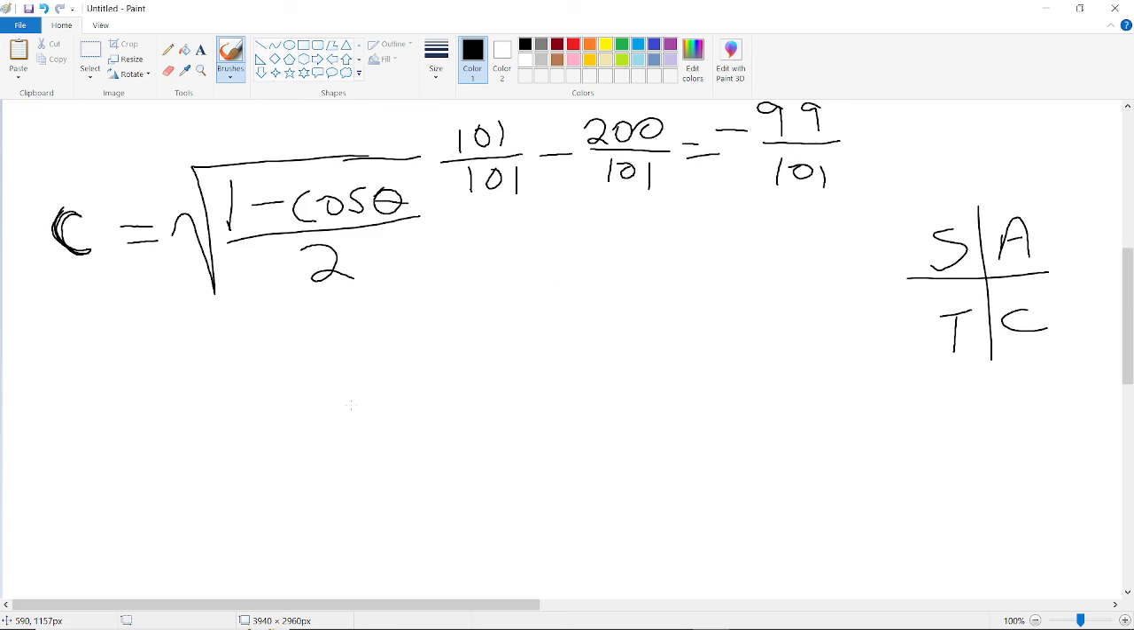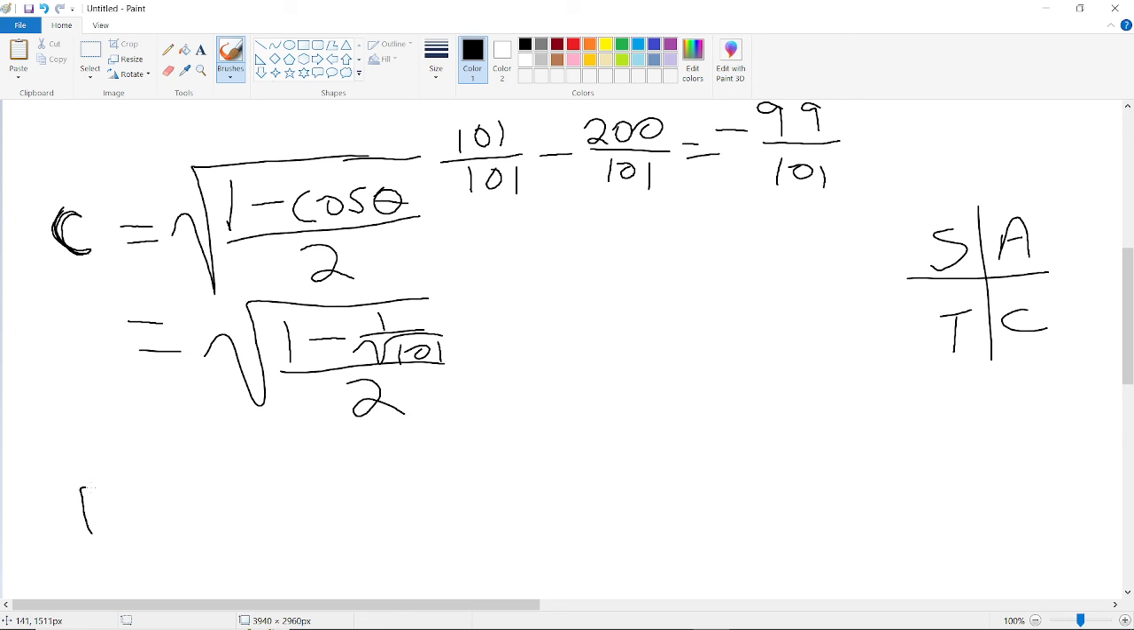Cosine theta is 1 over square root 101. So this is equal to the square root of 1 minus 1 over square root 101, all over 2. And who knows, you can write it just like that, or you can try to get rid of the square root of 2 in the bottom by rationalizing, but then you'll have to rationalize the 101. So that answer will work.